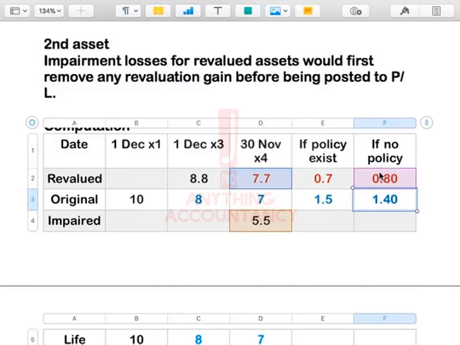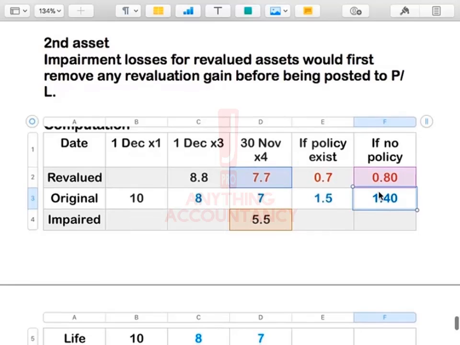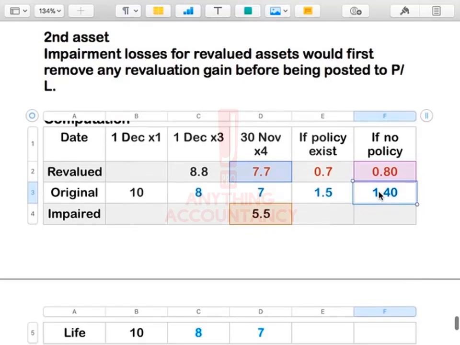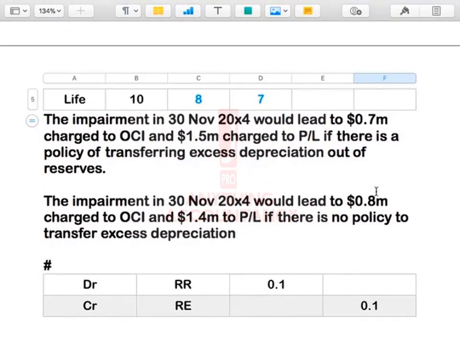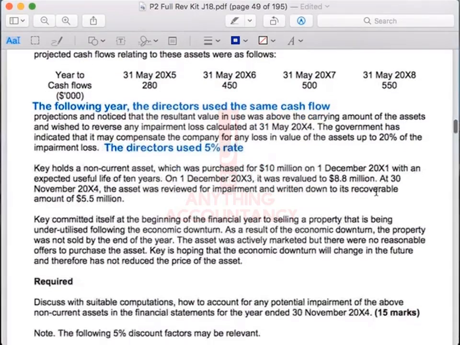If there is a policy, the answer is different. If there is no policy, the answer is different. They will see whether you do it correctly or not. Are we clear on the sequence? Yes, no? The first one goes to where? The 0.8 goes where? The 0.7 goes P. This one goes OCI. This one goes P&L. Got it? Do you understand the treatment? Yes, no? Can I move on? Okay. So let's go to the last one.